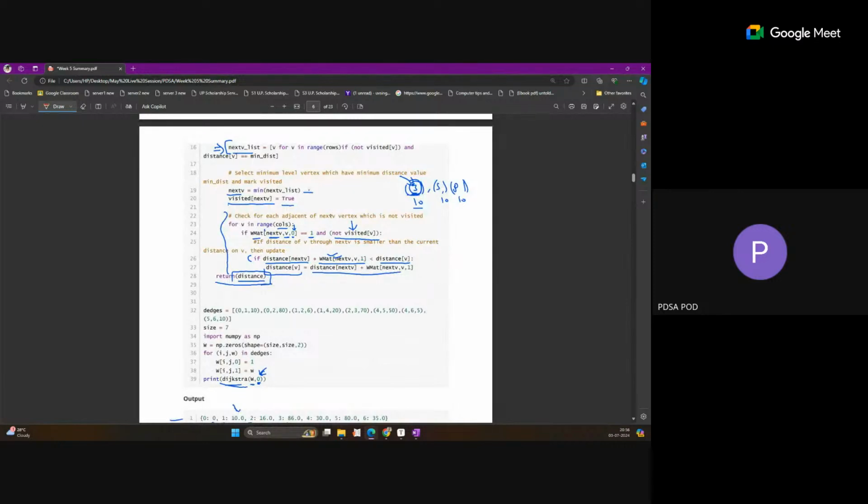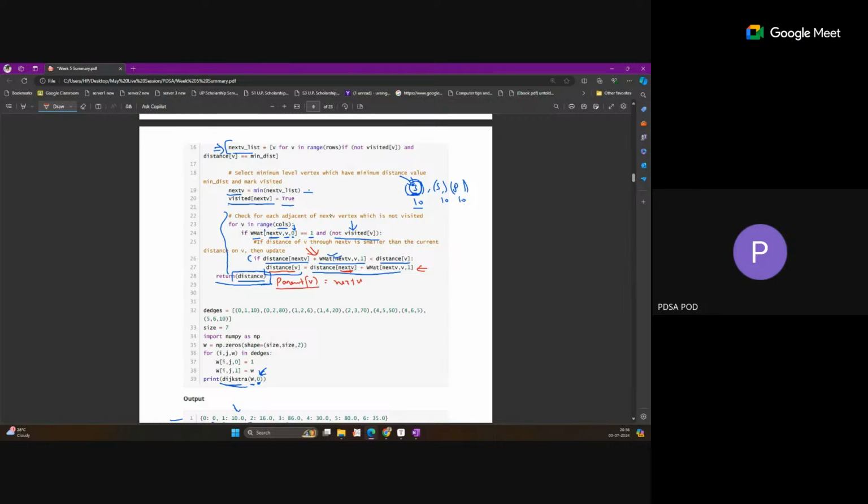Later you need to update this parent in this step. If this condition is true, you are updating the distance: distance of v equals the distance of next v node. At this point you can write parent of v is equal to next v. This is the only update required in this code.